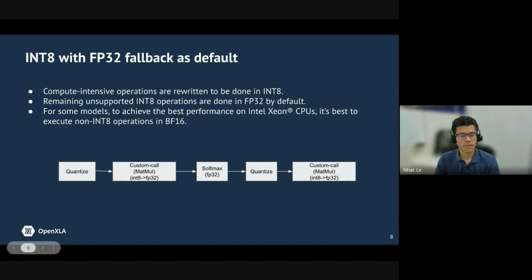Next one, please. So, on to the next enhancement. With the base implementation, we have FP32 fallback as default. That means the compute-intensive operations are done in INT8, but the remaining unsupported INT8 operations are done in FP32. For example, here we have softmax being done in FP32, and the INT8 matmul custom call is being done in INT8.